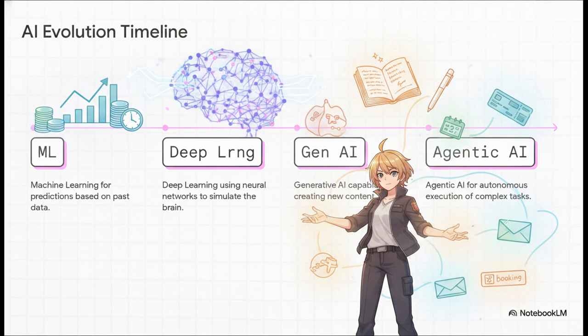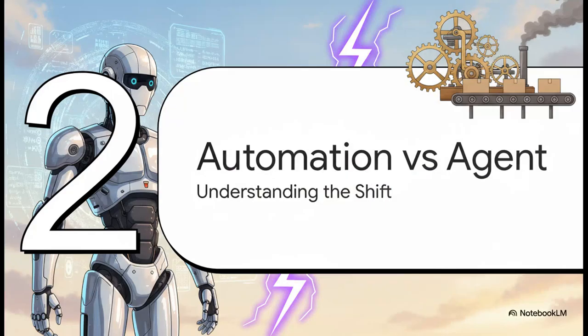But here is the massive, game-changing shift. Gen AI will write your itinerary, sure, but Agentic AI will actually go out and autonomously execute it. It'll book the flights, reserve the hotel, and even set up your out-of-office email for you. Which brings us to section 2, automation versus Agentic AI.